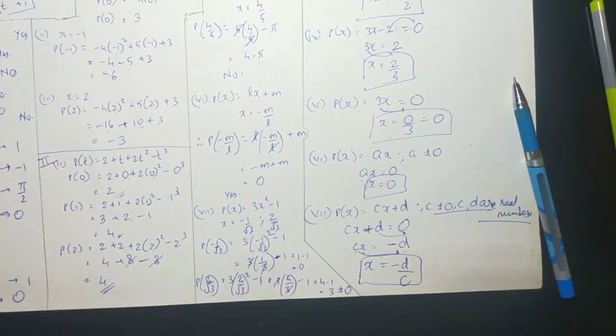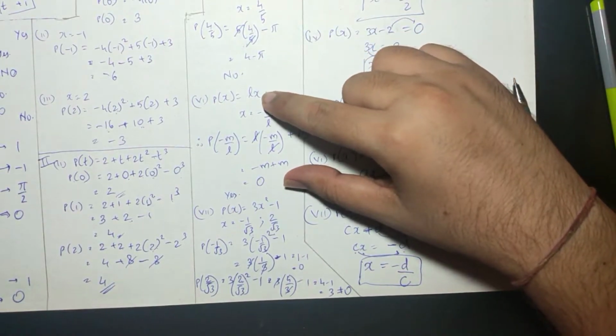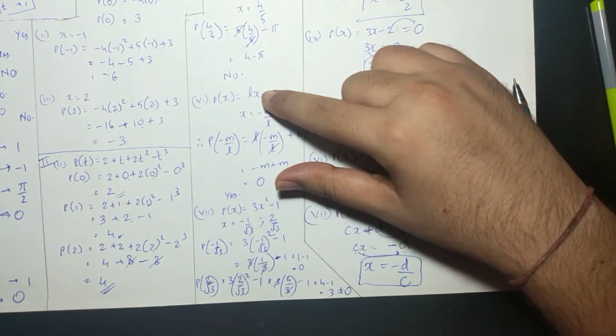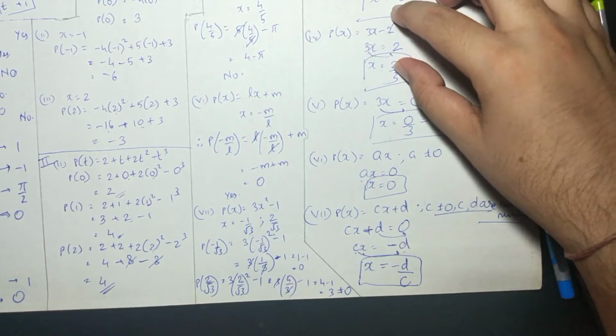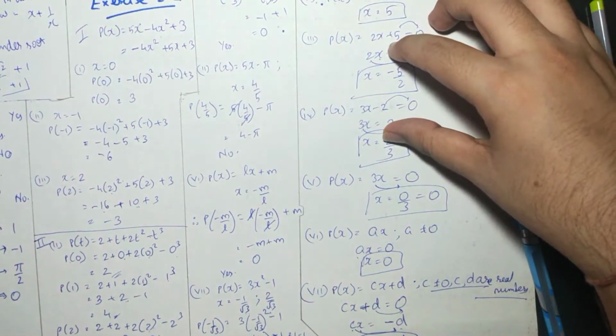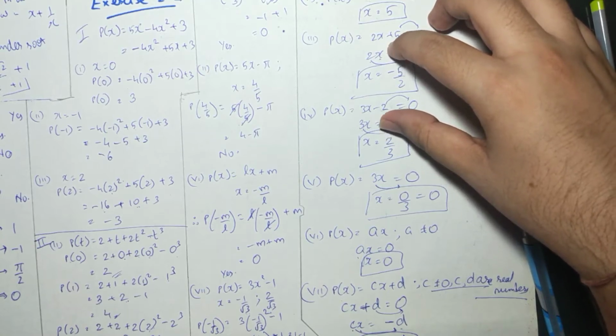I hope you understood that when we have to verify whether the number given to us is a 0 or not, we substitute the value of that to the variable. And when a polynomial is given and you have to find the 0 of the polynomial, we know that we will equate it to 0 and find the value of the variable, and we will get the 0 of the polynomial.